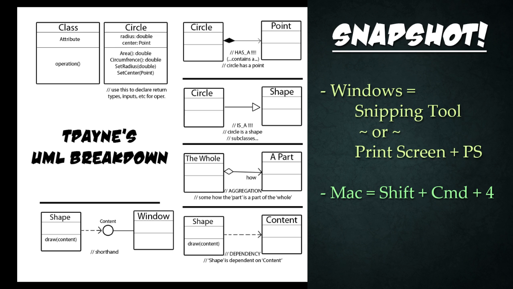In Windows, you can use the snipping tool, which comes with Windows. All you have to do is hit the Windows key and then type in snipping, and then it should come up. Or an alternative is to press the print key and then paste it in Photoshop or Windows Paint. On Mac, the command to take a screenshot is Shift Command 4.